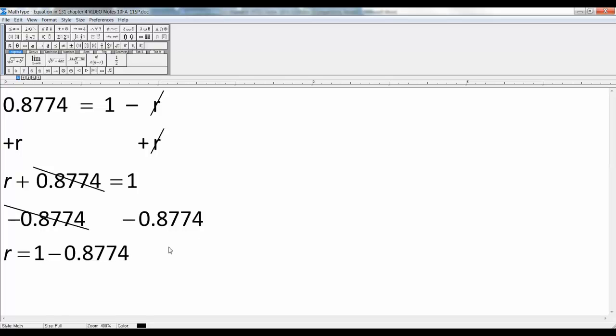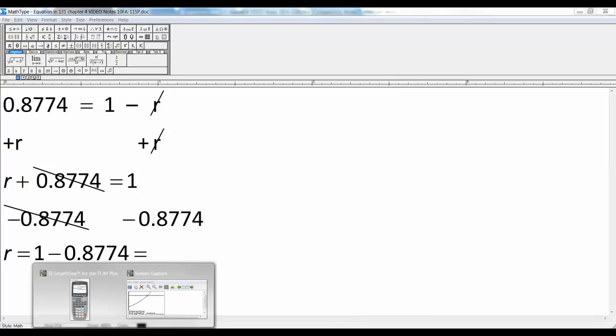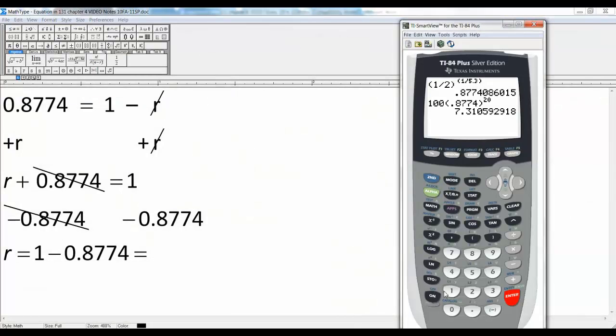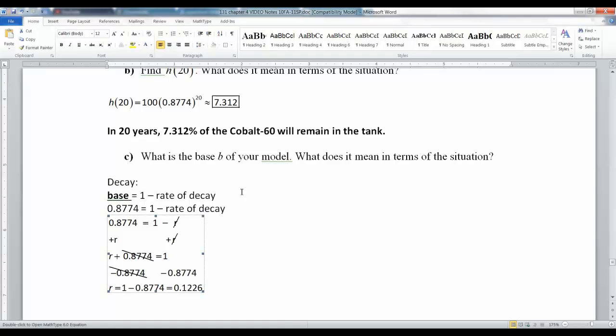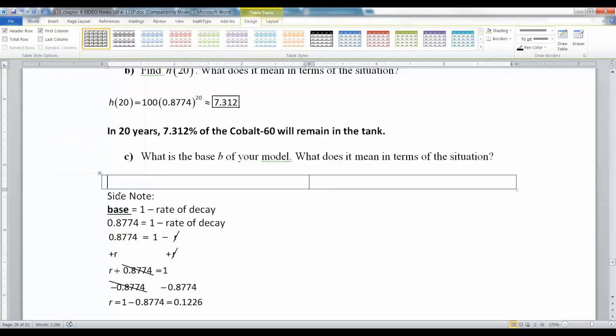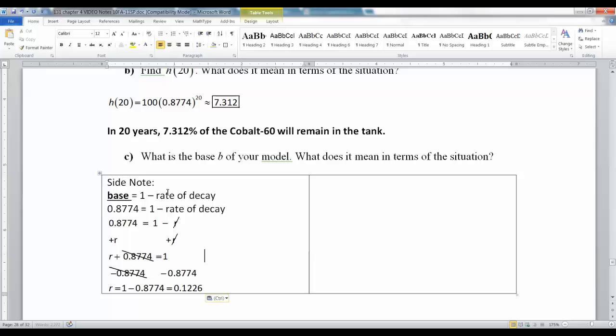In other words, it's the difference between the rate and 1 that really matters. So let me grab a calculator. Go 1 minus 0.8774, enter. Gives me 0.1226. All right, so let's keep that in mind. Just all of this is really an aside. It's a side note. It's not really the main part of what we're trying to answer. None of this is the actual answer or anything. It's just me trying to make some notes for us.